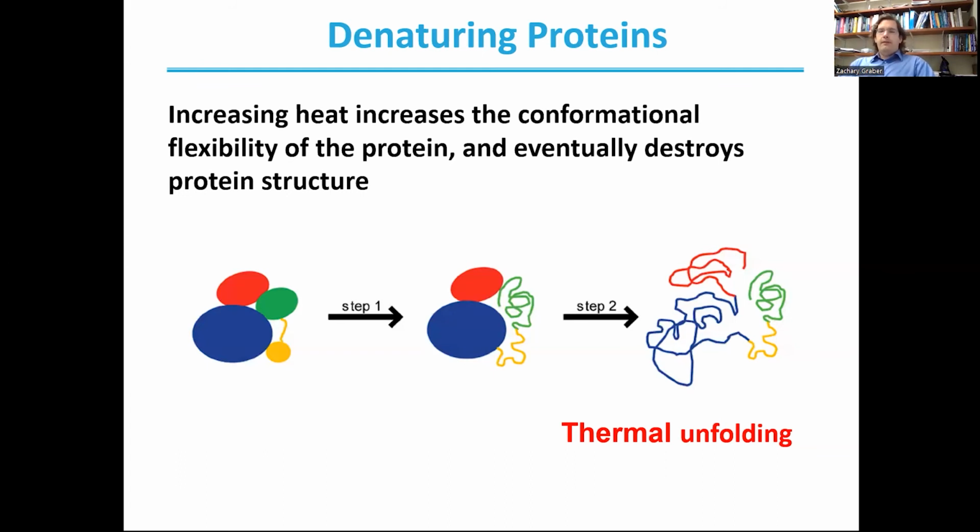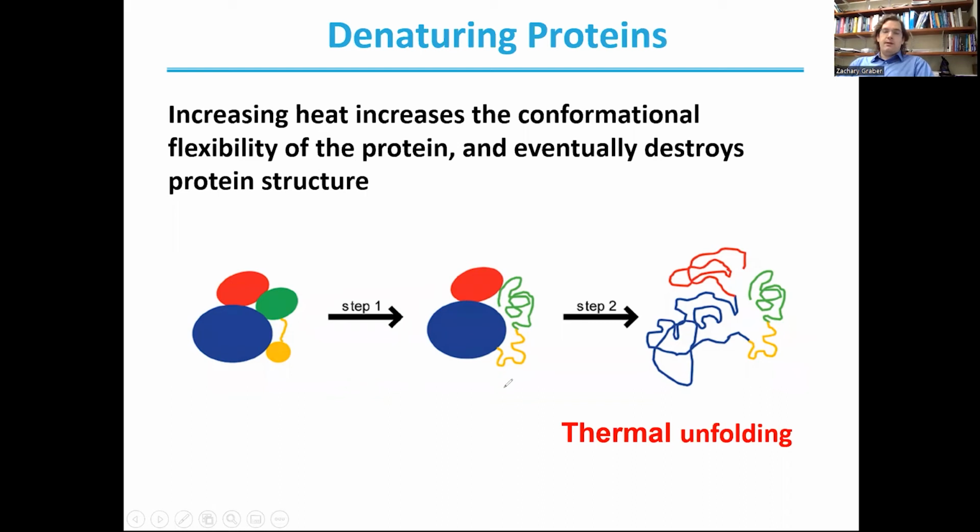Within our protein, they're all restricted into a very tight conformation. As they gain more energy and they keep moving around, they will eventually break out of those interactions that are holding them in that specific structure, and then that results in our protein unfolding, right? So we get this kind of thermal unfolding process that's shown here.